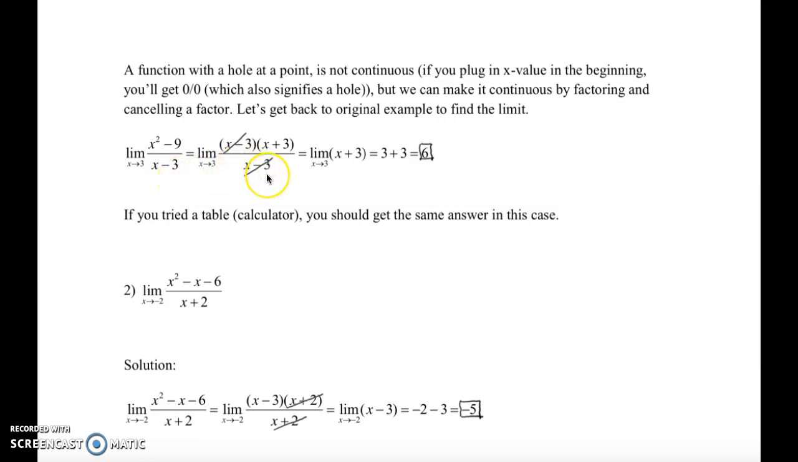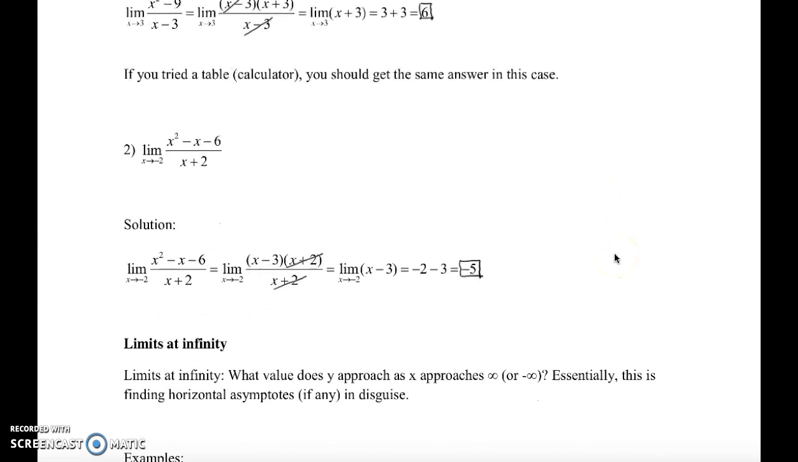But if we factor it, as I mentioned, we have just the limit as x approaches 3 of x plus 3. If we plug in that 3, we get 6, as I mentioned earlier. So if we can factor and cancel out the issues in the denominator, then we get a nice value and the limit does exist. If you go into the calculator and make a table, with values from the left and from the right, you should get exactly the same answer as we did.